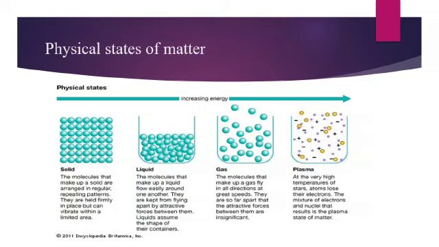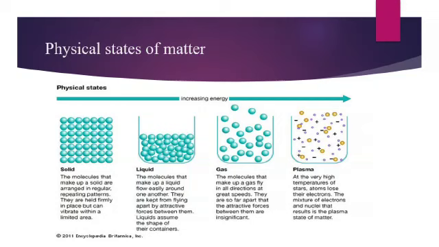For any type of solid object you will see that there will be a specific shape, a geometrical shape, and the same pattern will be repeated. In liquids, the molecules that make up a liquid flow easily around one another. They are kept from flying apart by attractive forces between them. Liquids assume the shape of their containers. They can easily take the shape of any container because the forces of attraction allow them to flow and behave as a fluid, and that's why it is easy for them to take the shape of any container.